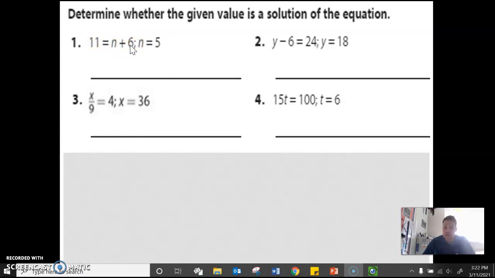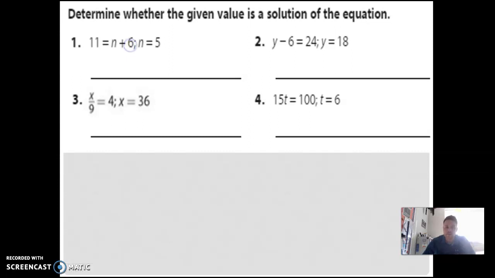If it is, we say absolutely. 5 plus 6 is 11. So that is what we call a solution. If it didn't work, we'd say it's not a solution. So let's take a look at number 2. Here we have y minus 6 equals 24, and they're telling us y equals 18. If we substitute 18 in here, 18 minus 6 is 12, not 24. So in this example, we'd say no, this is not a solution.